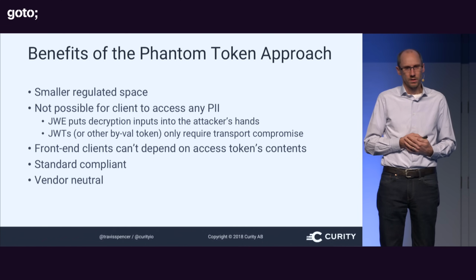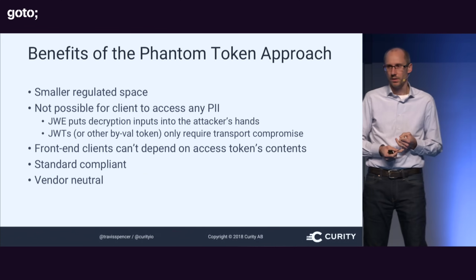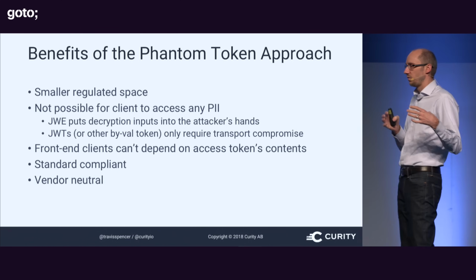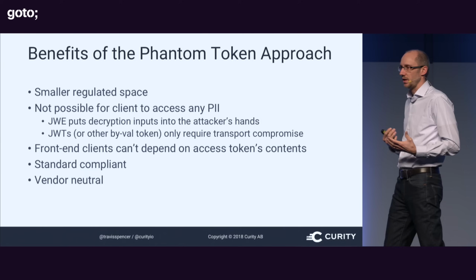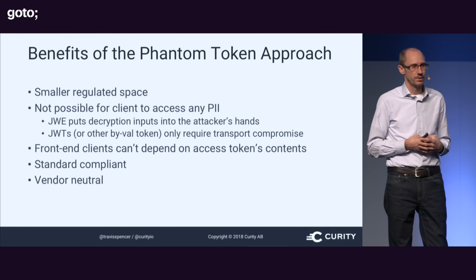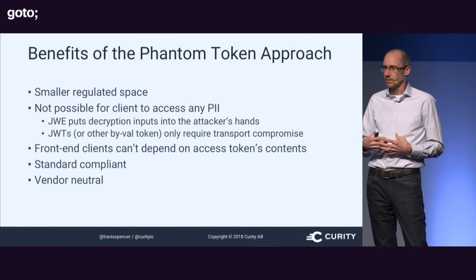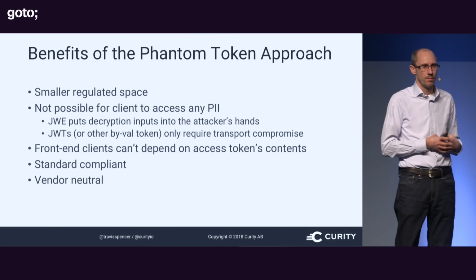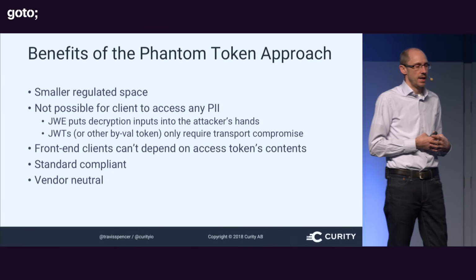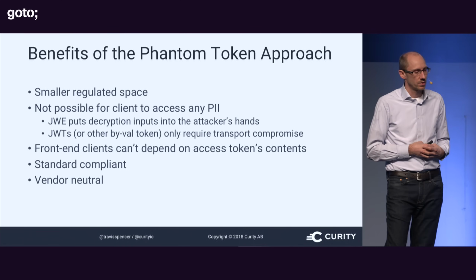Benefits of the Phantom token approach: you end up with a smaller regulated space. So if you're in a regulated industry like gambling or banking or healthcare or whatnot, the front-end client application is not regulated because it doesn't have access to any PII, personally identifiable information. The ID token could include PII or not. So I don't have to include medical record information or social security information in that ID token. And if I don't, then it's certainly not a regulated space. So that's one of the benefits of the Phantom token pattern.